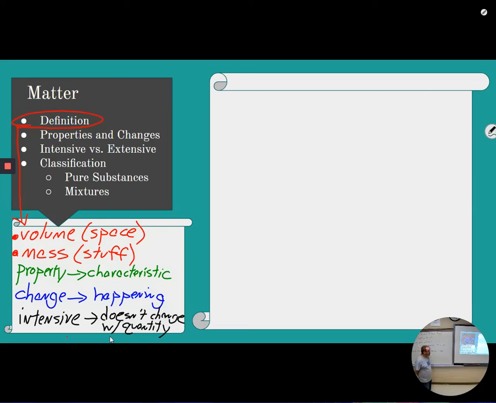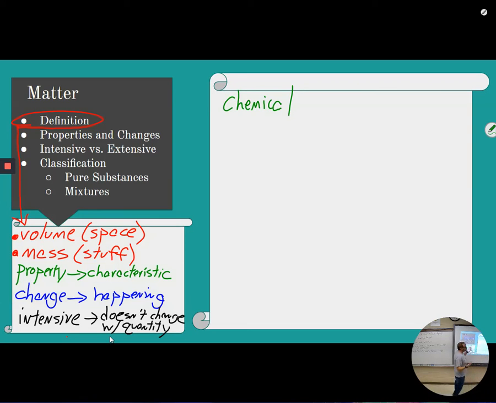Generally speaking, if you're trying to figure out if a change you're looking at is physical or chemical, the main thing you want to look at is: does it result in or require interactions with different substances? If yes, then you're talking something chemical. If no, you're talking something physical. Okay? So, chemical versus physical.